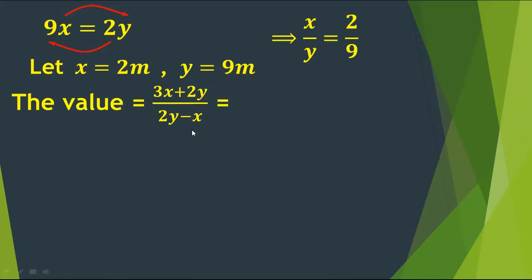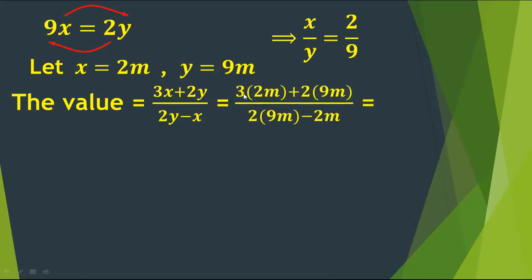Use x equals 2m and y equals 9m in the value. He asked me to find (3x plus 2y) over (2y minus x). Then 3x equals 3 times 2m. Cancel x and put 2m. Cancel y and put 9m. Then 3 times 2m plus 2 times 9m, over 2 times 9m minus 2m. In this case, we have only one variable, m.